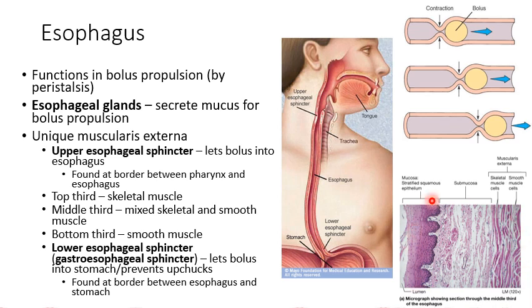Then in this microscope picture, this photomicrograph, that's the fancy name for that type of thing, you can see the layers of the GI tract wall in the esophagus. So first you have the mucosa, this is the epithelium, then beneath that, really thin, you have the lamina propria, then this is some muscle that's in the muscularis mucosae. Then you have the submucosa, which is dense irregular connective tissue, and then the muscularis externa.